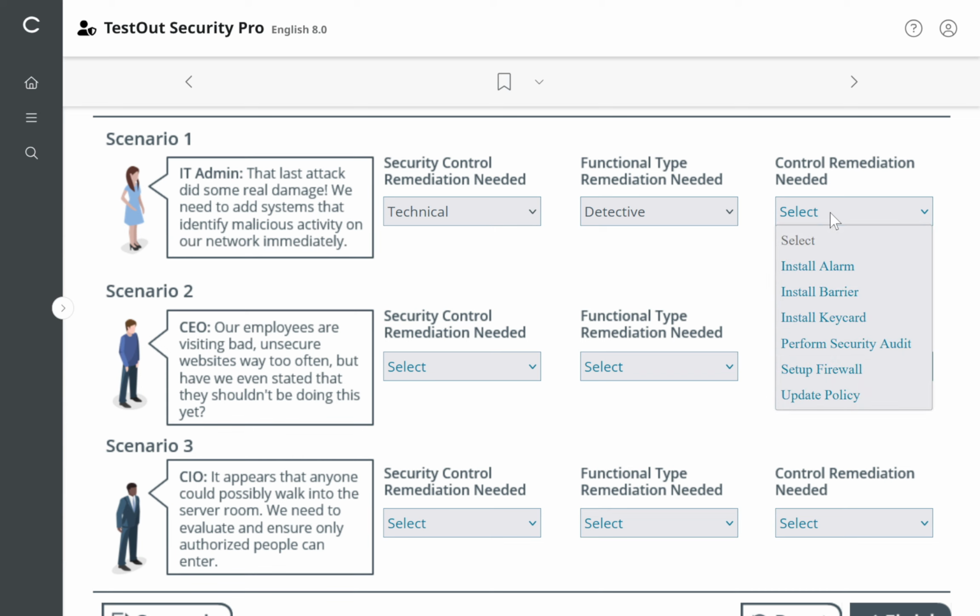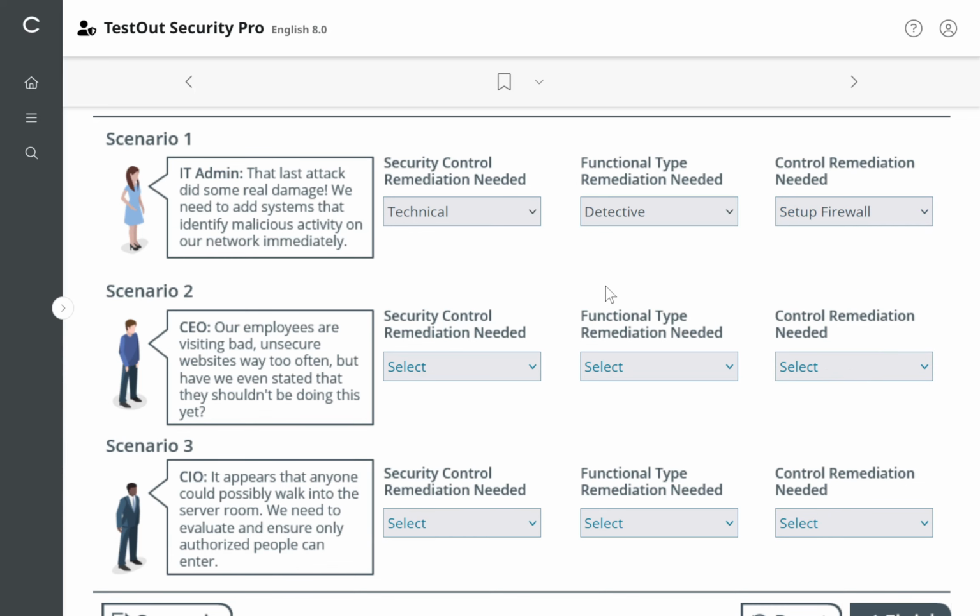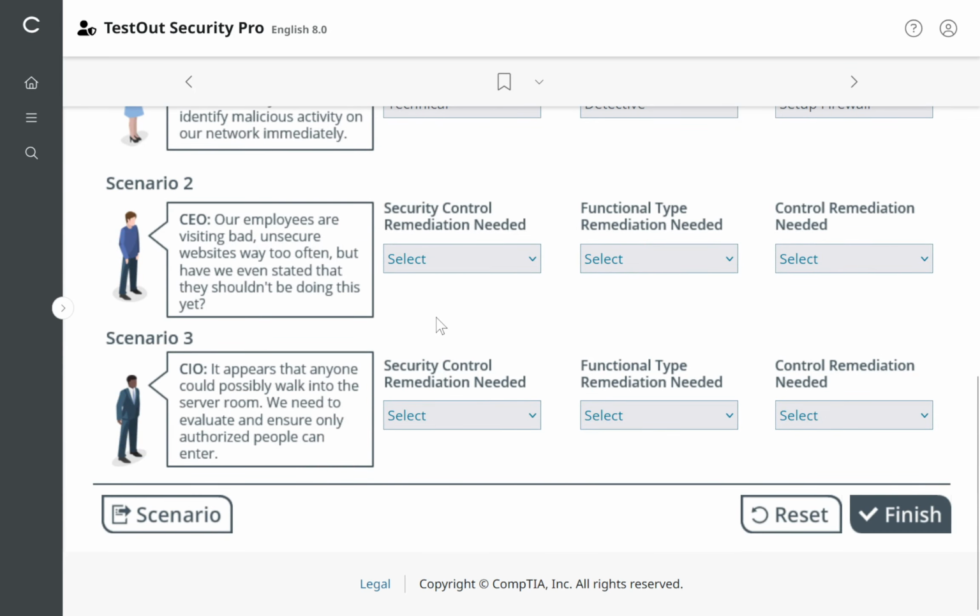And then what control remediation is needed? Remember, it should be technical and detective. So we have setting up a firewall, which would be our best option among all these options which we have. Installing an alarm or a barrier or a key card will not suffice in this scenario. Performing a security audit will also not suffice. Updating a policy will not apply. So that is our first scenario.